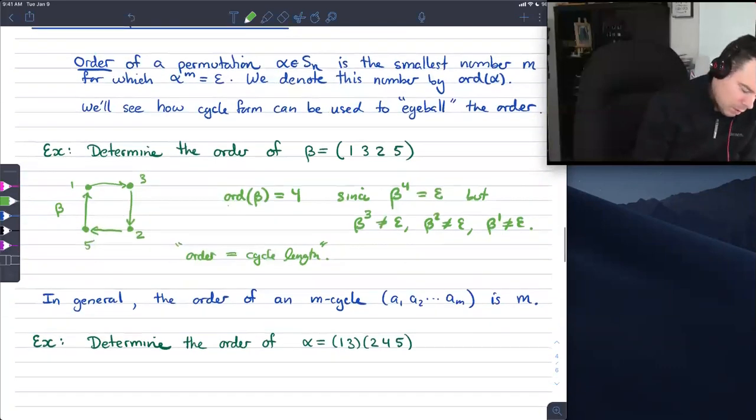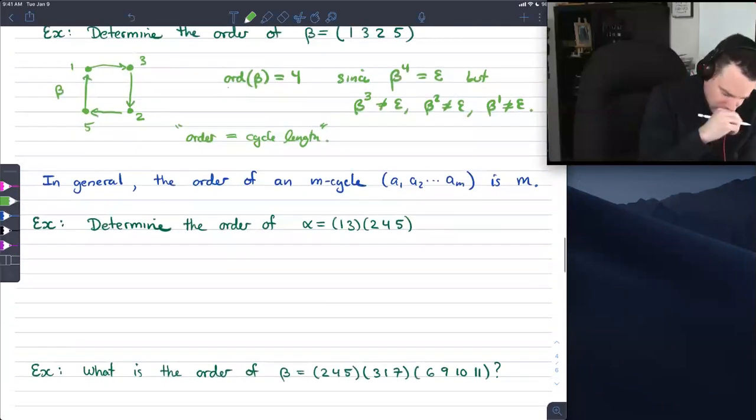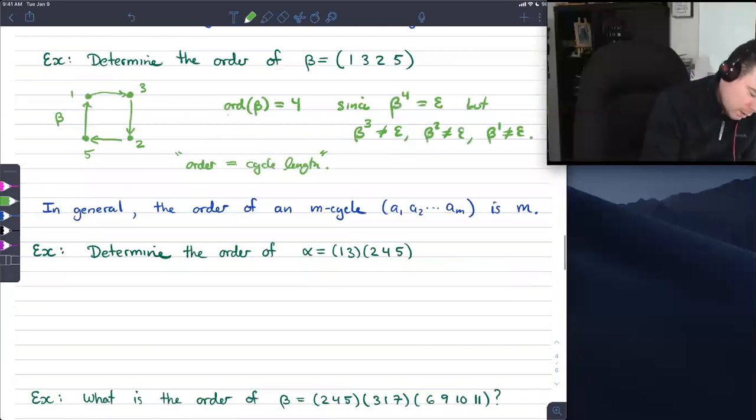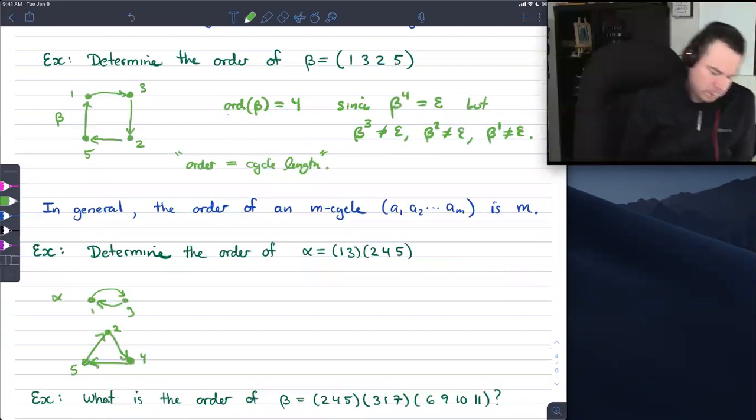So let's determine what the order is of this next permutation. Alpha consists of a 2-cycle and a 3-cycle. So alpha looks like (1 3), which goes like that, and then a 3-cycle, which is (2 4 5), back to 2.